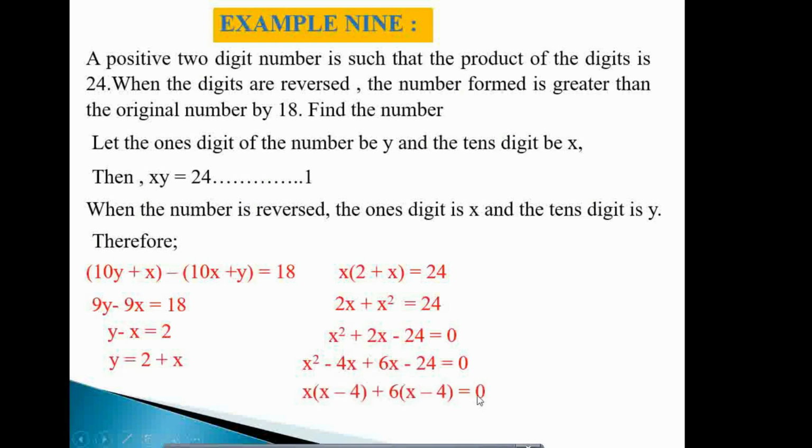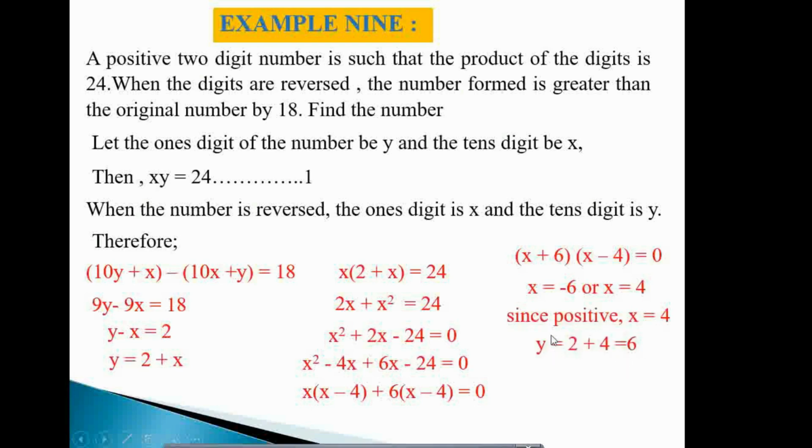If we factor this by the grouping method, we'll have x into x minus 4 plus 6 into x minus 4 is equal to 0. Because on this side we have x minus 4 in both, you can pick it out and then take x plus 6 is equal to 0. This means x can either be negative 6 or x is equal to 4. But we look at our question. In our question we had a positive 2-digit number, meaning that the digits are not negative; they are all positive. So we'll go for x is equal to 4 instead of x is equal to negative 6. We drop x is equal to negative 6 and take x is equal to 4.